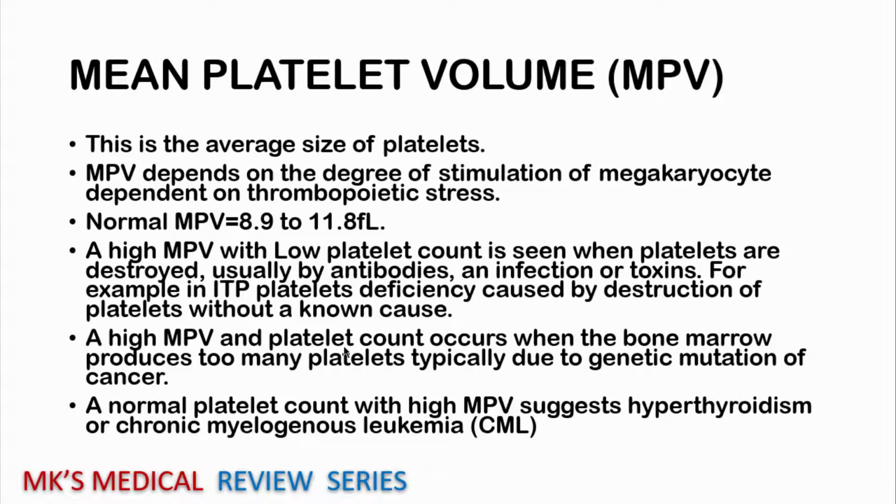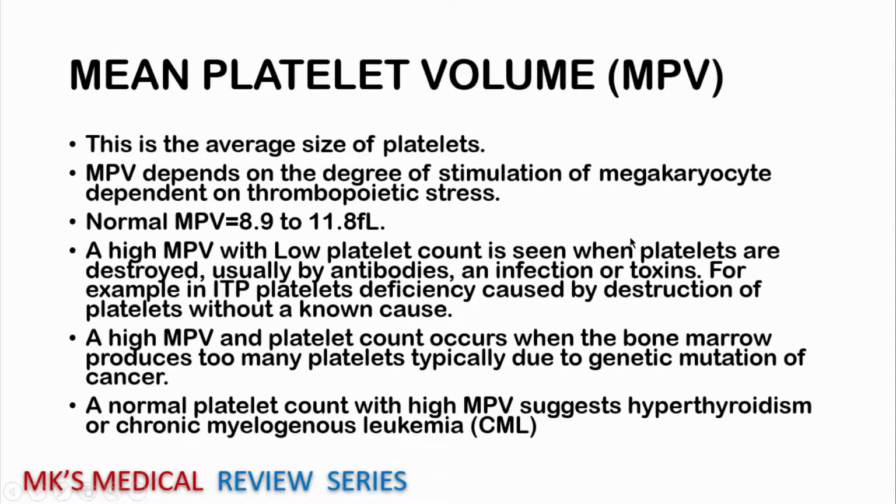Moving on to the mean platelet volume, this is just simply the average size of the platelets. So the mean platelet volume is going to depend on the degree of stimulation of the megakaryocyte, dependent on the thrombopoietic stress. So the normal MPV is about 8.9 to 11.8 femtoliters. So you may sometimes get a high MPV with a low platelet count.